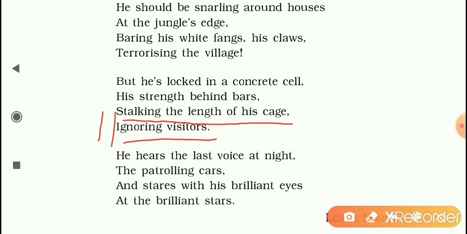But here, the visitors know that the tiger is quite helpless, he cannot do anything. They fearlessly come in front of him, as if to taunt him, as if to mock him. So that is why the tiger prefers to ignore his visitors, not to go near them, because he knows he cannot do anything about it.